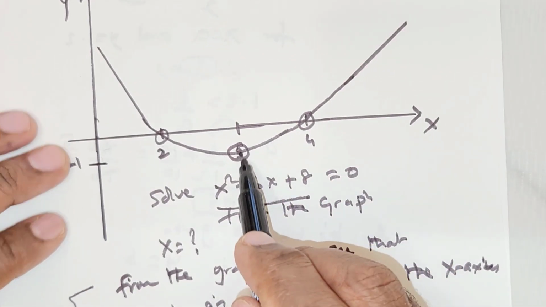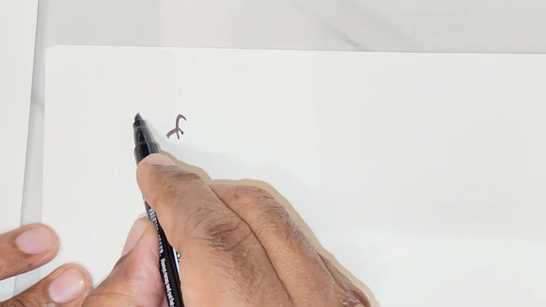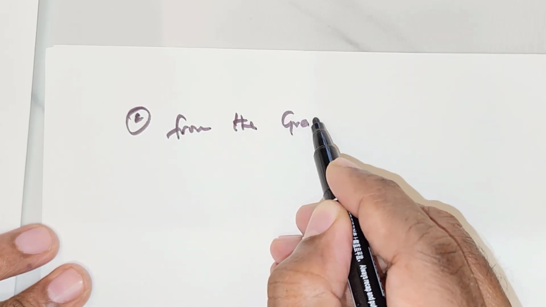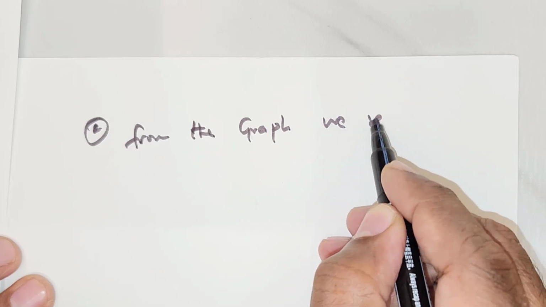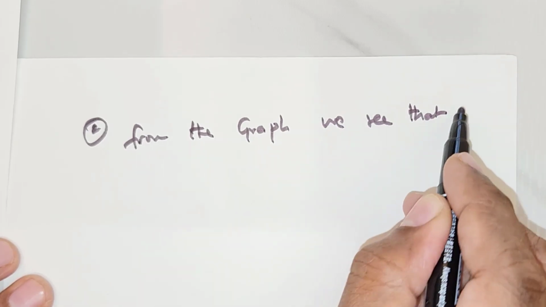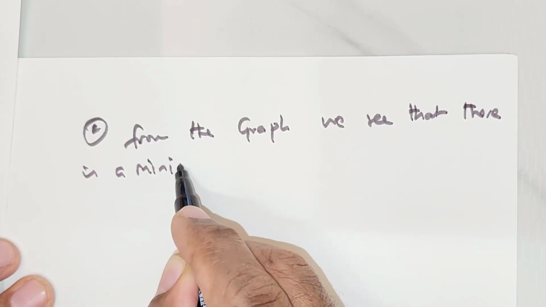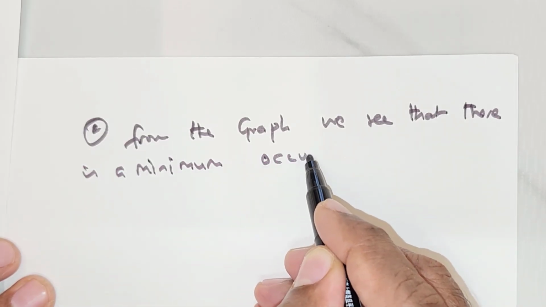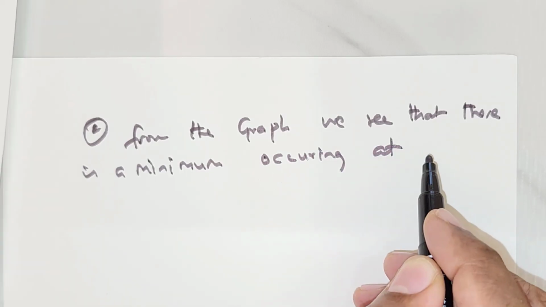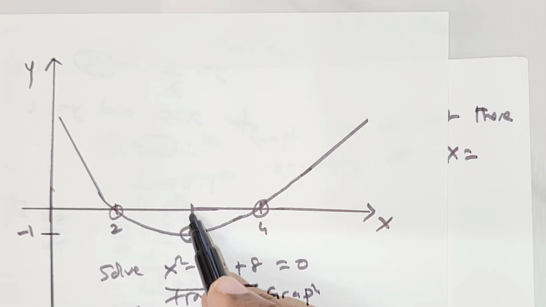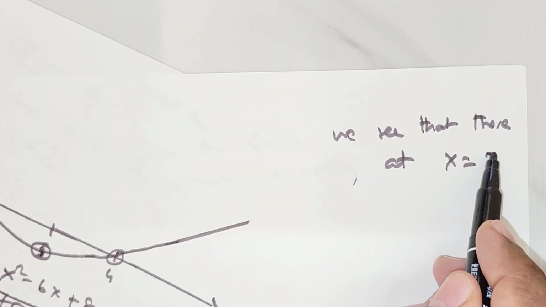Now how do you get the point of minimum? From the graph. Okay, from the graph, this is the next question. From the graph, we see that there is a minimum occurring where? Occurring at x is equal to, where is the minimum, where is the lowest point? This is the point x is equal to 3, at x is equal to 3.